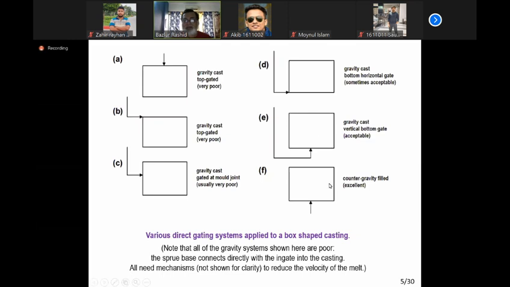This is a special case. This is the counter gravity filling system. We said it in our first class. We'll talk about this a little bit later. By the way, this is an excellent pouring system. We'll tell why later.